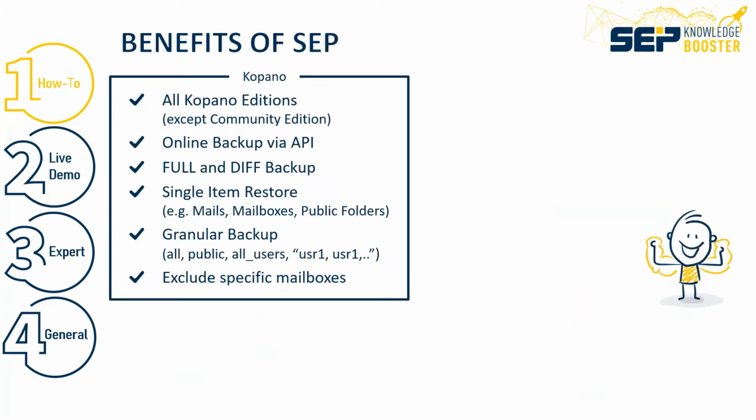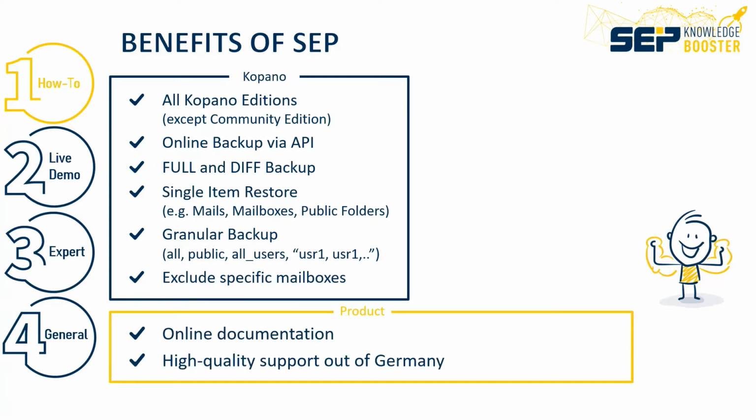Now, what are the benefits of SEP being used as a backup software for Kopano? We support all the Kopano editions except the community edition, of course. We use the online backup API, so that it's officially supported by the vendor. That's important. We have the full and the differential backup to save backup data and storage, and we have the possibility to do a single item restore. Also some granular backups for configuration, excluding mailboxes and so on, and my colleague Christian will show you and talk about all of this in the live demonstration later on.